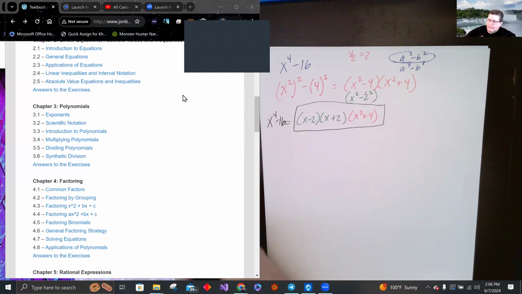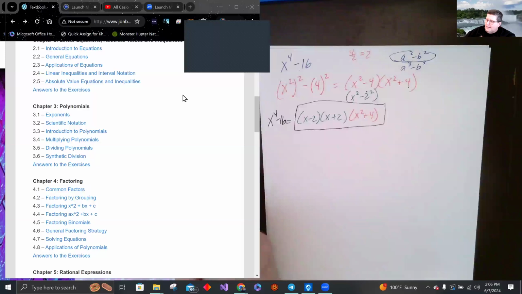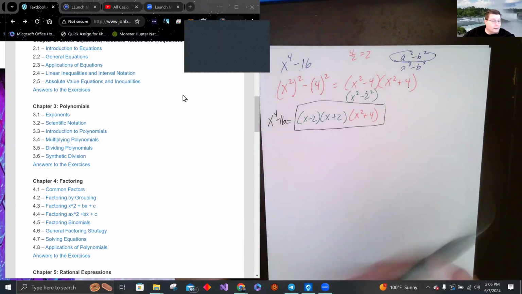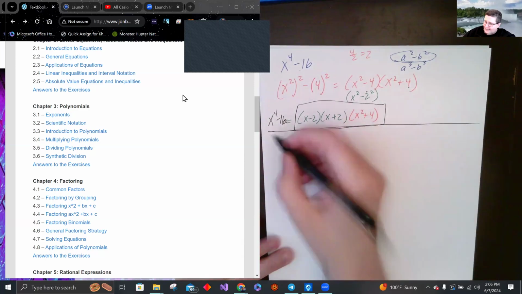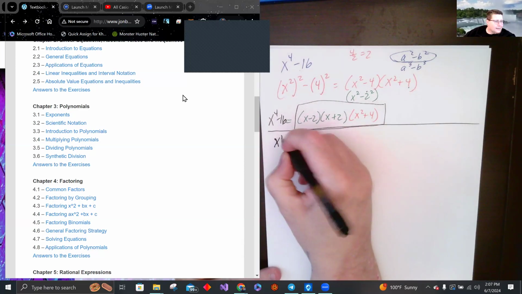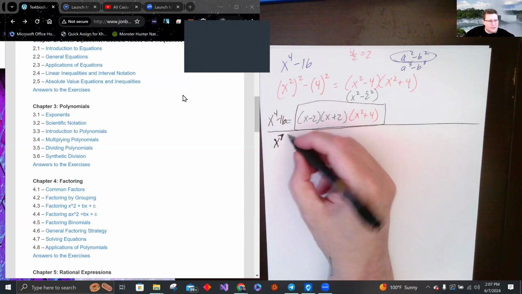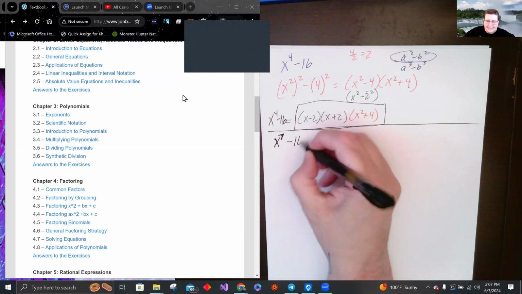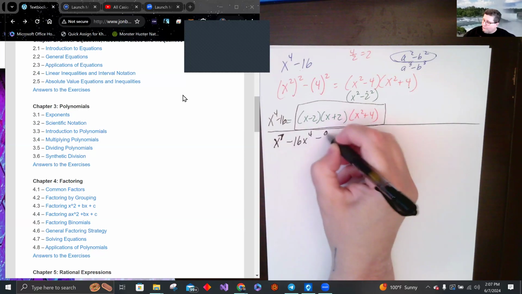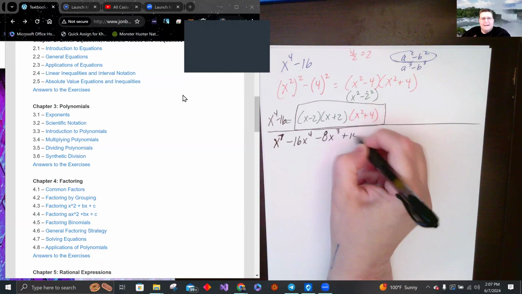All right, let's see, what do we got here? I don't even know what this is going to equal. Look at this mess. x to the 7th minus 16x to the 4th minus 8x cubed plus 144. What?